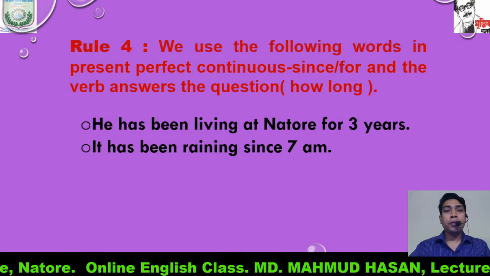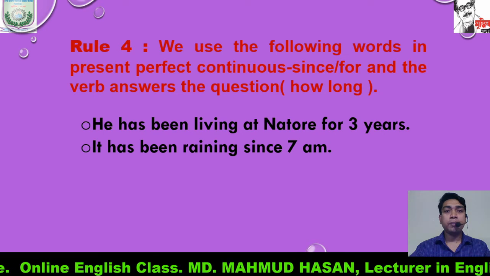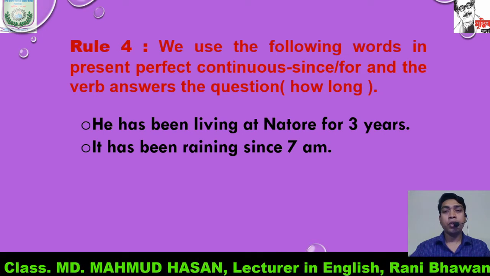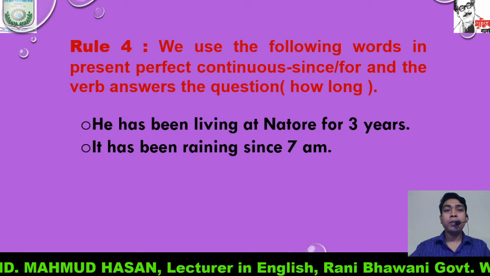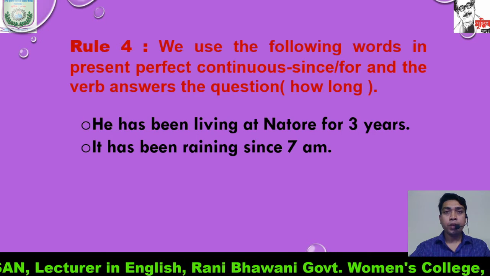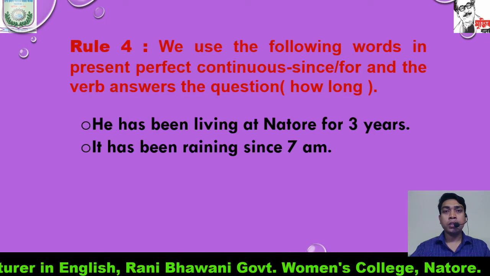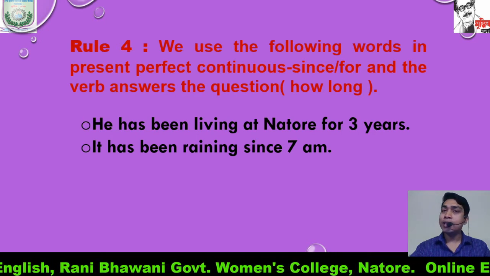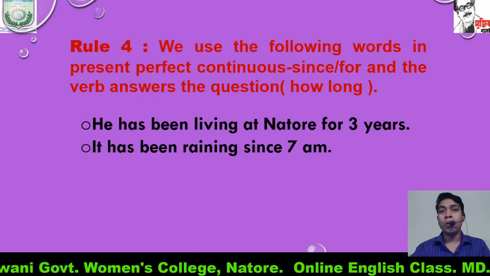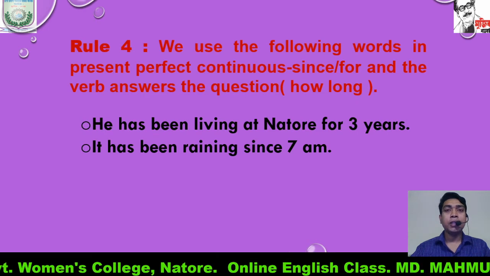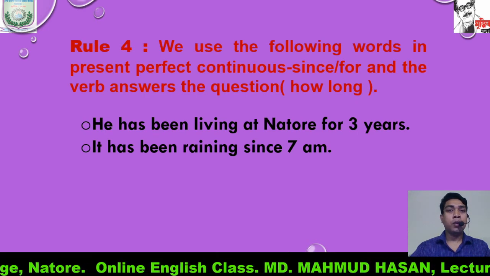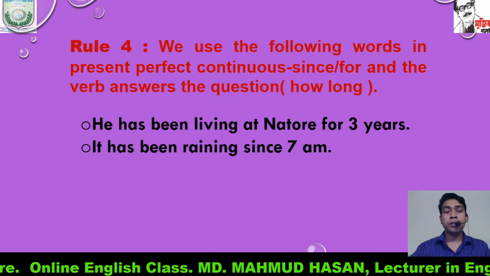Rule number 4. We use the following words in present perfect continuous: since or for, and the verb answers the question how long. So we'll get the words since or for. At the same time, the verb will answer the question of how long this action is being done or the action is progressing.